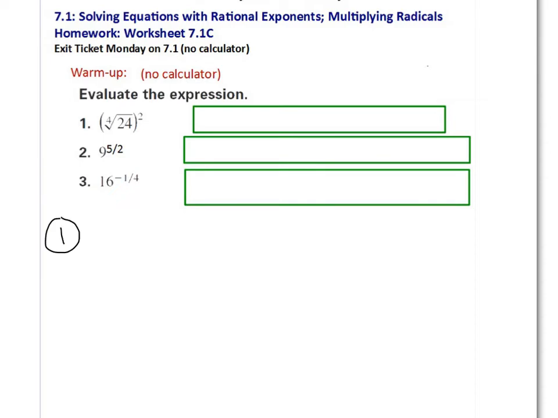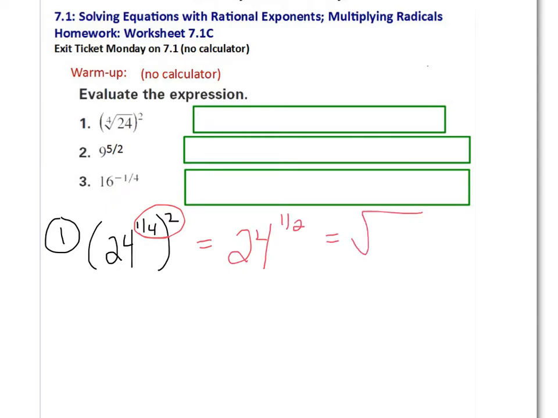So for number 1, I'm going to change this to an exponent because now when I multiply these powers, we get an exponent of 1/2. So that's just the square root of 24. So if we break 24 down, that is 4 times 6. We know the square root of 4 is 2, and we're left with root 6.